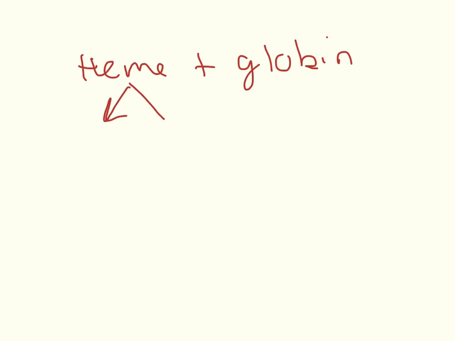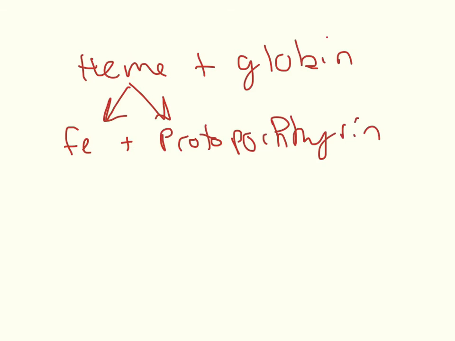Okay, let me back up just a little bit. What is hemoglobin? Hemoglobin is heme plus a globin. Seems simple, right? So what is heme? Heme is basically iron plus protoporphyrin. So we're taking advantage of the fact that both hemoglobin and myoglobin contain iron in the center of their structure.